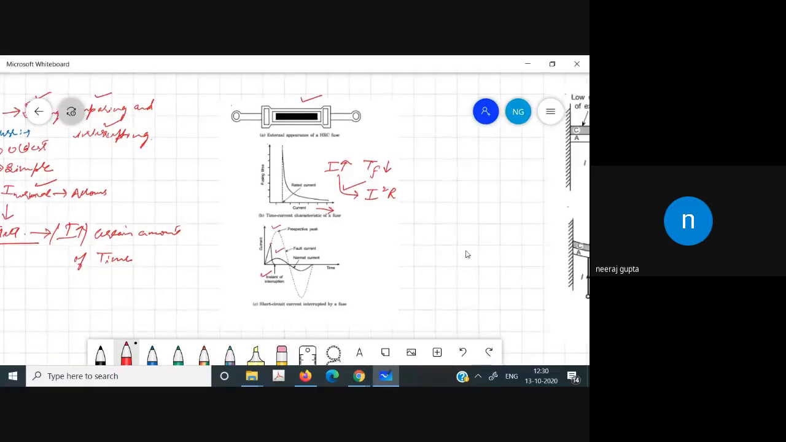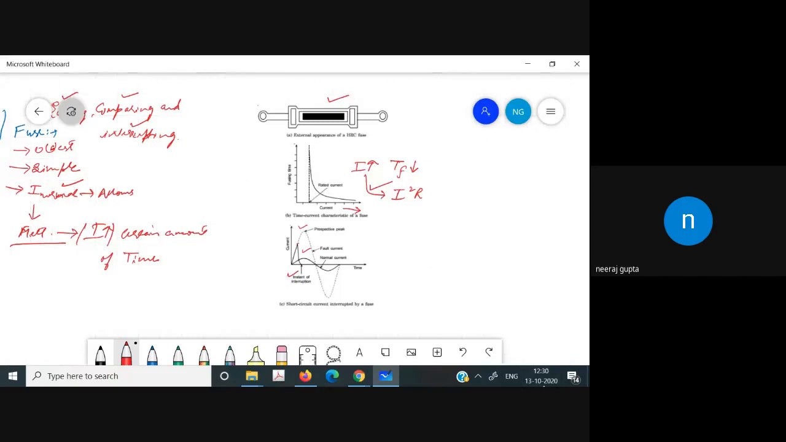Now we will have one more device, one more relay, which is known as the thermal relay. So we will discuss this thermal relay. Can anyone tell me what the thermal relay is? Has anyone heard about the thermal relay?